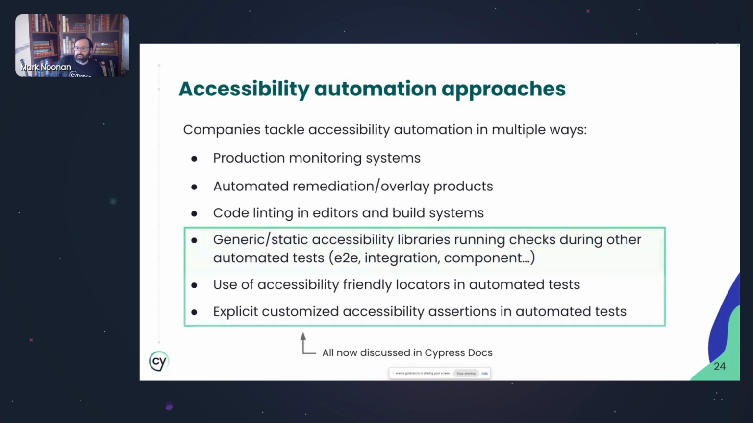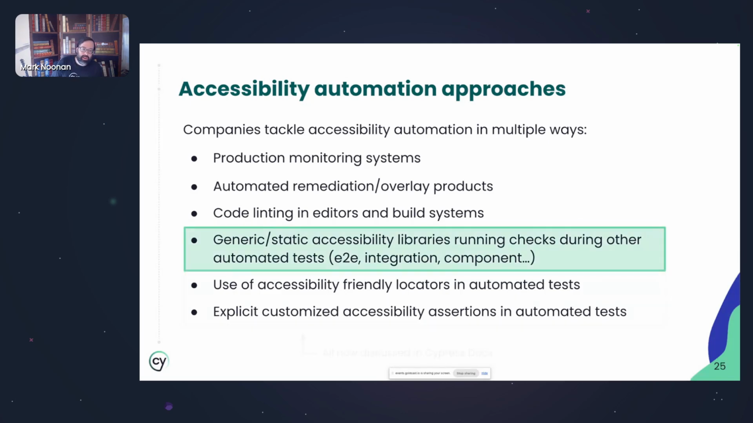All three of these are discussed in the Cypress docs now. There's a new accessibility testing guide that we just published, but this is the one that we're talking about in this talk, which is how you can run scans in your Cypress pipeline to find accessibility bugs, and then some examples of how we're going to fix them.